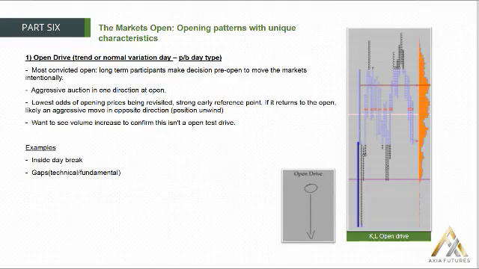So firstly, open drives are the most convicted open, where long-term participants make decisions pre-open to move the markets intentionally. So there's an intention and initiative taken right from the gun when the markets open up. Note, it's an aggressive auction in one direction. There's the lowest odds of opening prices being revisited. So when we see this open drive, the probability of retesting those prices is very, very low.